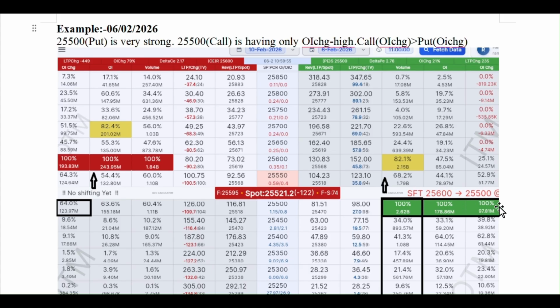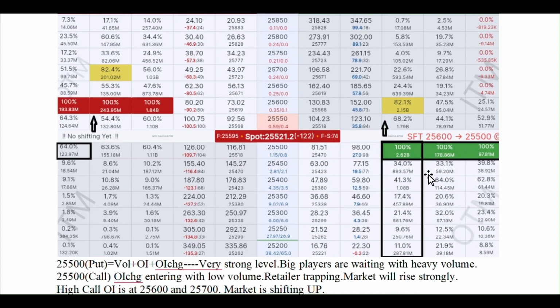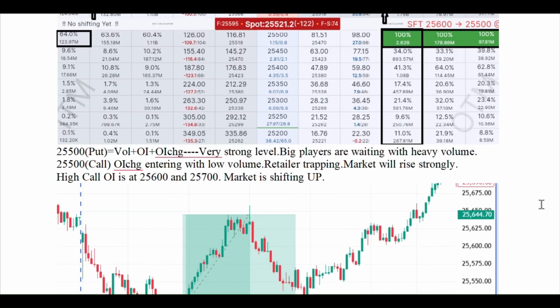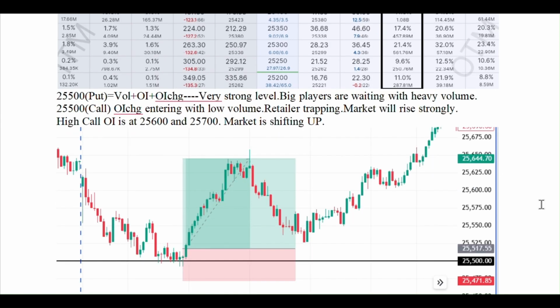Now let's look at the lower strike prices. We observe high put open interest at 25,450 and 25,400. This suggests that the market is gradually shifting upward. As the market accepts lower strike prices and institutions continue to build positions, the probability of a bullish move increases. Finally, wait for a bullish VSA candle or price action confirmation before entering the trade.